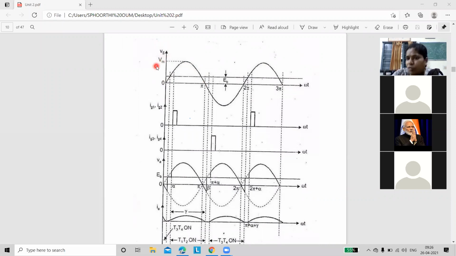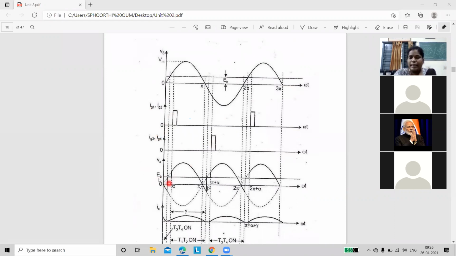Here Vm is the maximum voltage. IZ1, IZ2 are drawn with one waveform and IZ3 and IZ4 are drawn with another waveform. Actually, what are IZ1, IZ2, IZ3 and IZ4? They are the gate currents of the corresponding thyristors 1, 2, 3, 4. In the circuit operation itself, we know that thyristors T1 and T2 are working together and thyristors T3 and T4 are working together. That's why you provide the gate pulses individually for 1 and 2 at a time and 3 and 4 at a time.